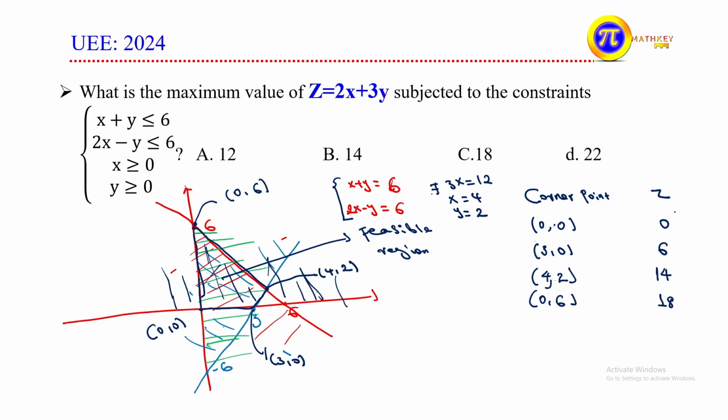So from the given alternatives or options, which one is maximum of all? Maximum of all, that is 18. So the answer here is C. So this is the optimal value or maximum value. Maximum value is equal to the optimal value.